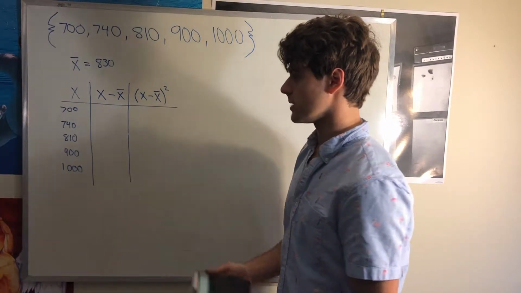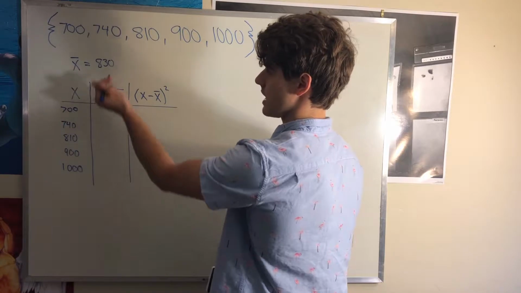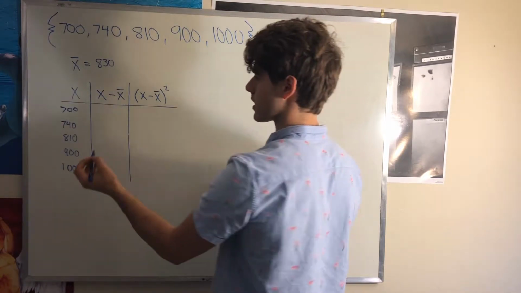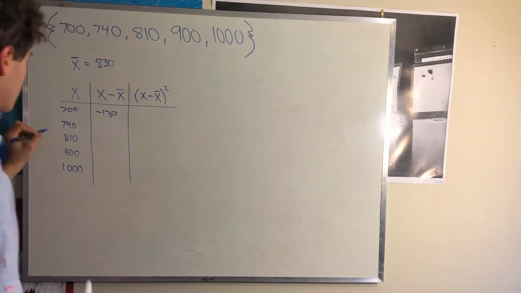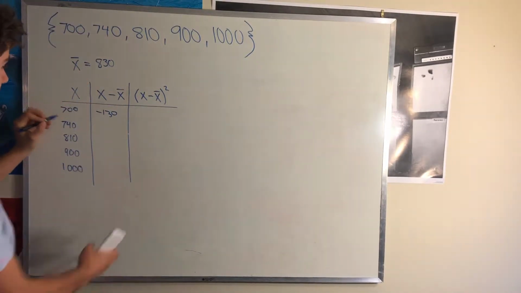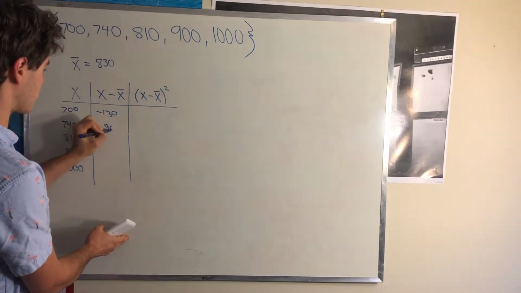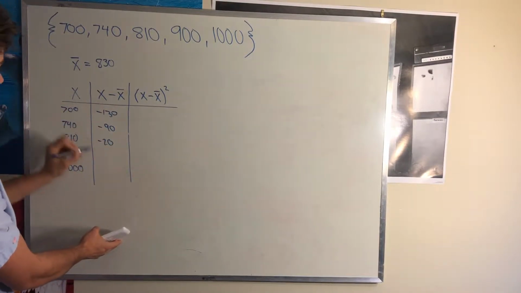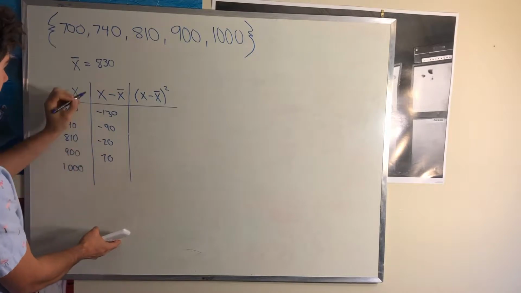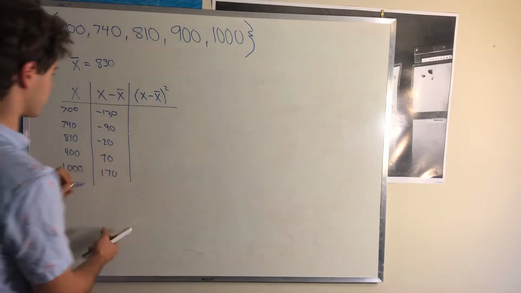Now we're going to complete the column, okay? So 700 minus 830, x minus x bar, gives us negative 130, okay? Continuing the table, 740 minus 830 is negative 90. 810 minus 830 is negative 20. 900 minus 830 is 70. 1000 minus 830 is 170, okay?